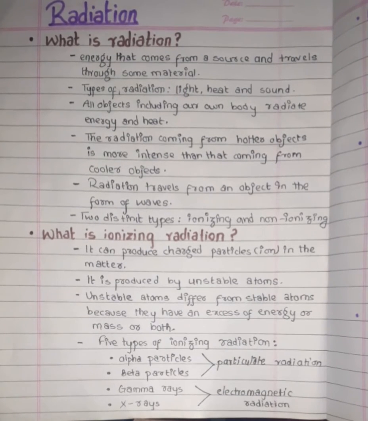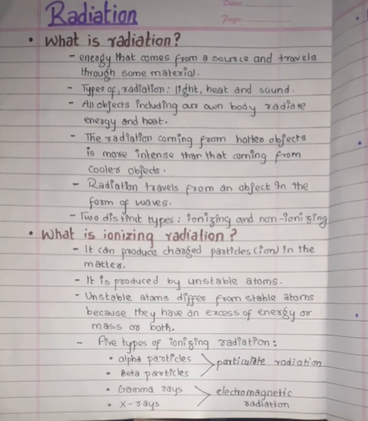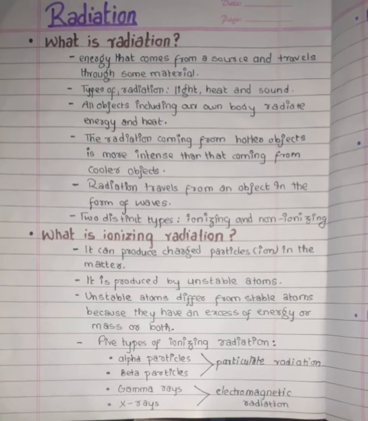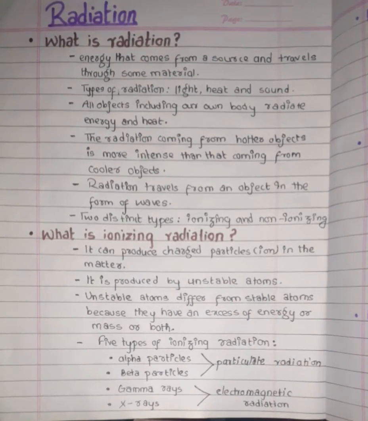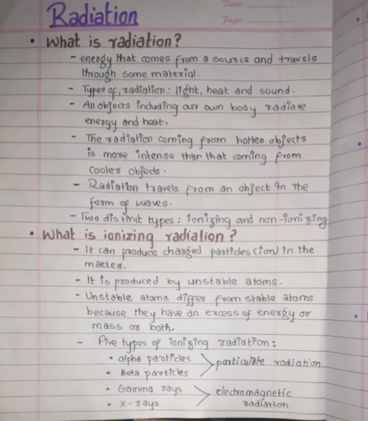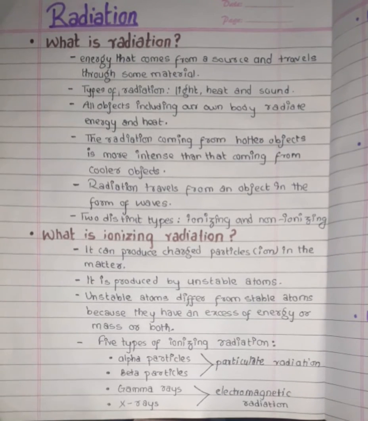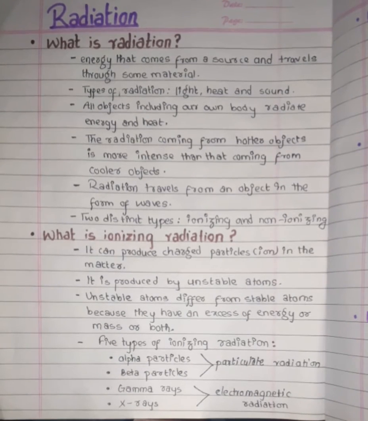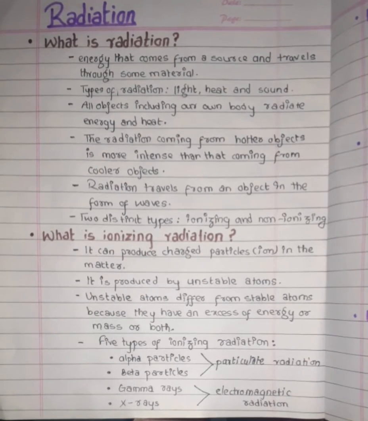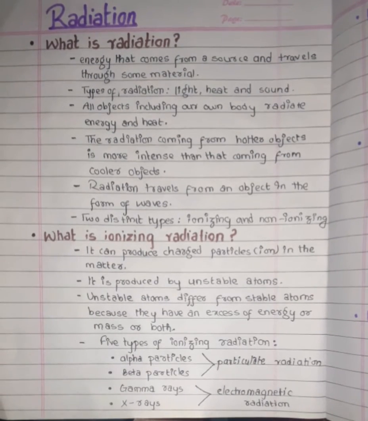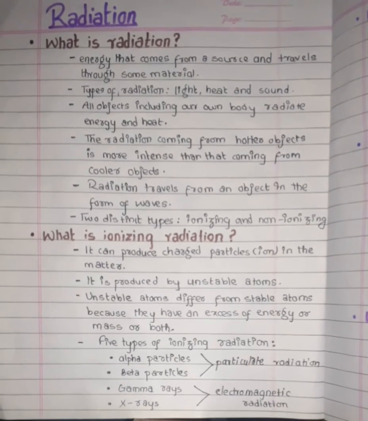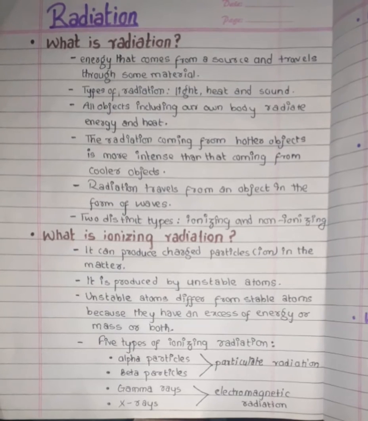So we know that radiation is the energy that comes from any source and which travels through material. Light, heat and sound are types of radiation. All objects, including our own body, radiate energy and heat. All objects in the universe, including our own body. So we can conclude from here that our body can also radiate energy.